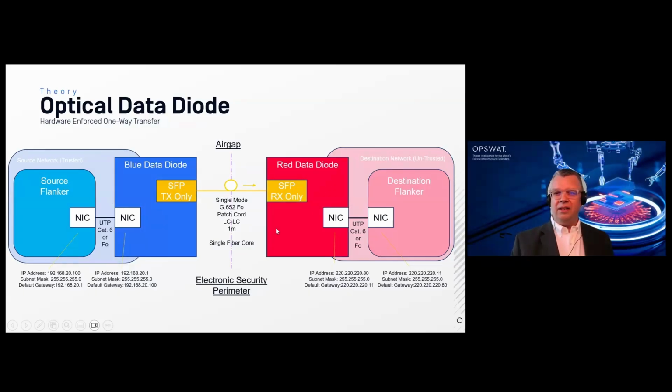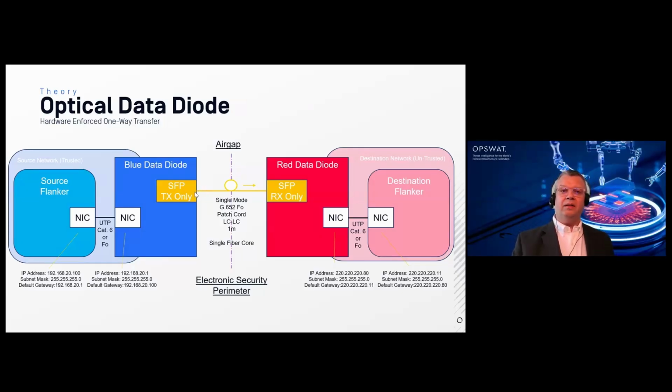Well, in this specific data diode, we have a blue server, which sits in the source network. It has a network interface card that participates normally in the source network. So you can route, you can send TCP, UDP to this network interface card. That all works. And then we have a red data diode server, which sits in the destination network. Again, this system has a normal network interface card so that it can send data to the servers in the destination network.